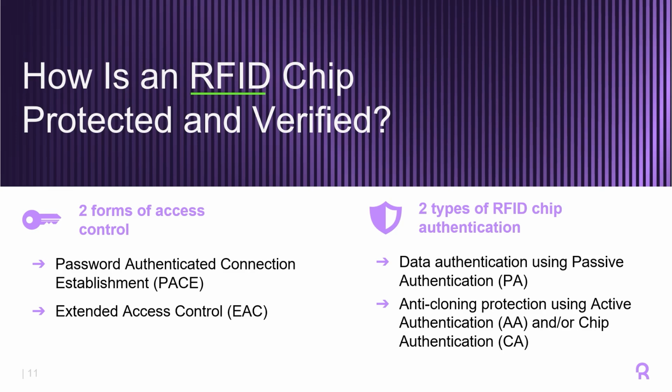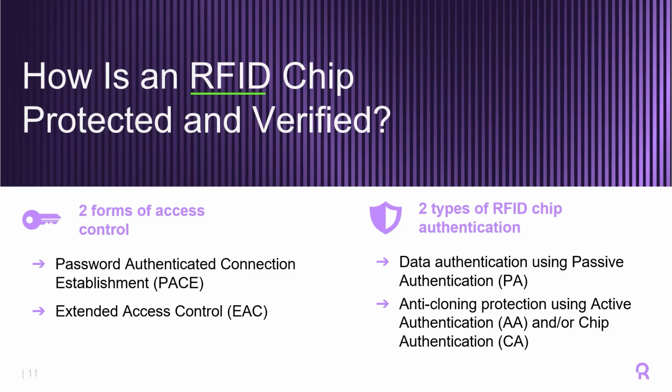As for chip authentication, we now present this in two categories to make it clearer. Data authentication, which is done through passive authentication, verifying that the data on the chip hasn't been altered and was signed by a trusted authority; and anti-cloning protection, which is handled by active authentication and/or chip authentication. These methods ensure that the chip is genuine and hasn't been copied.